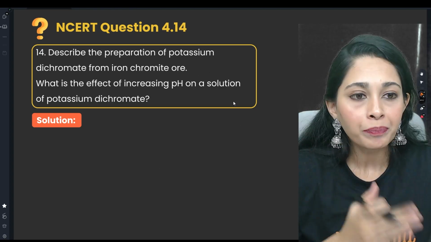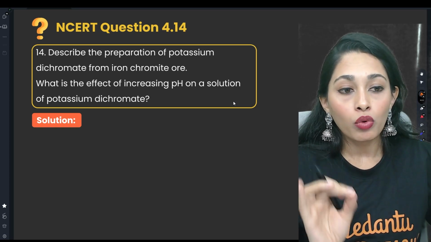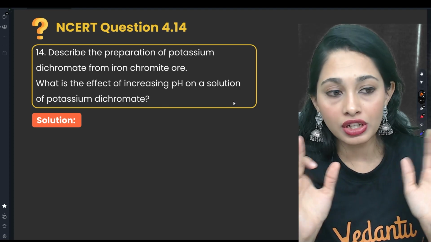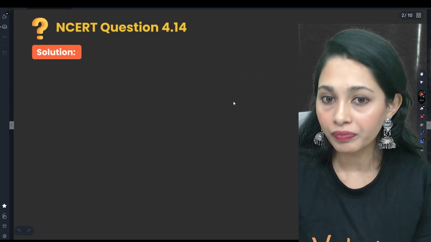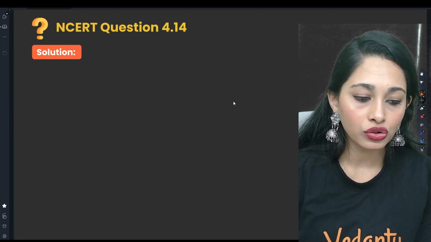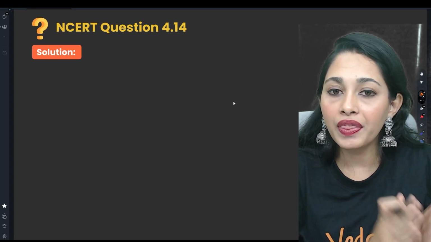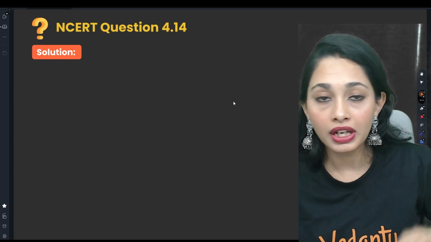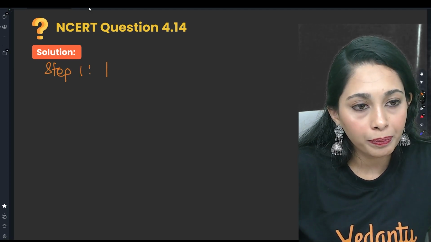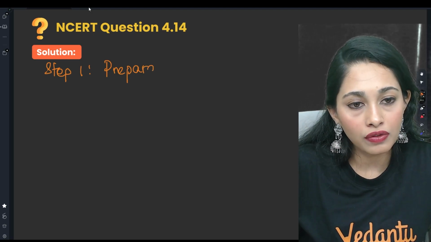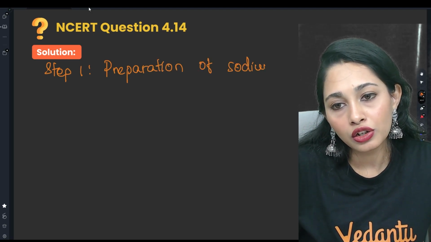Describe the preparation of potassium dichromate from iron chromite ore. What is the effect of increasing pH on a solution of potassium dichromate? So we have the iron chromite ore, and we need to convert that into potassium dichromate. How are we going to do that? We have 3 steps. The first step is the preparation of sodium chromate.